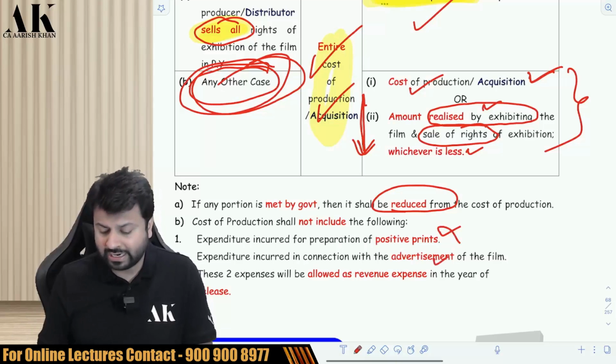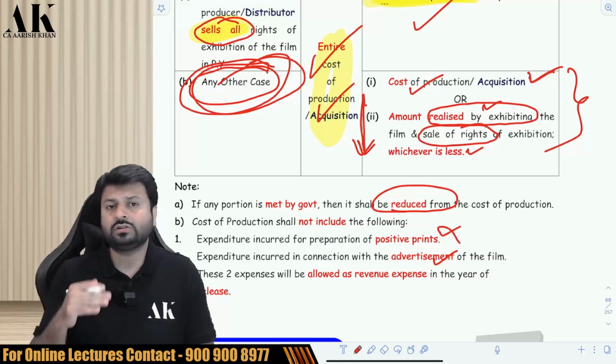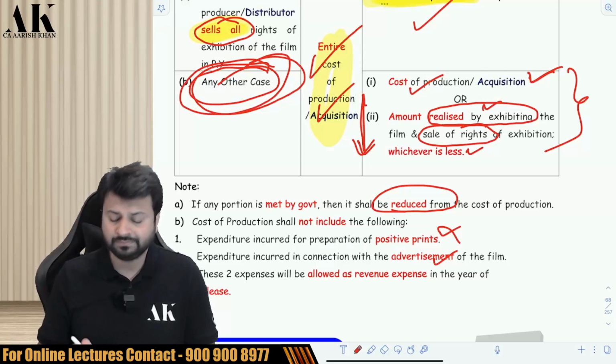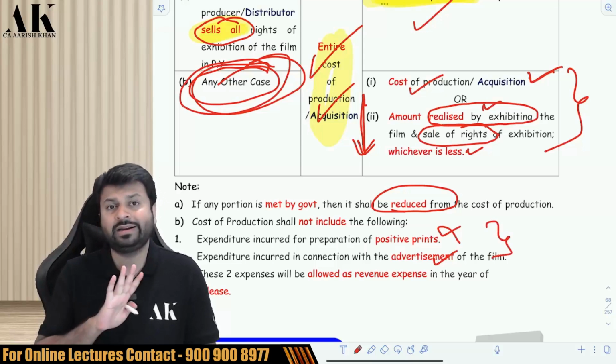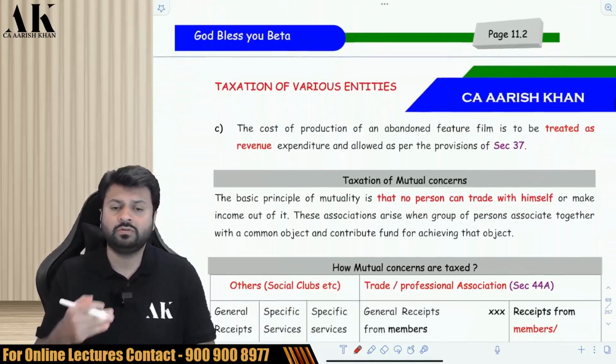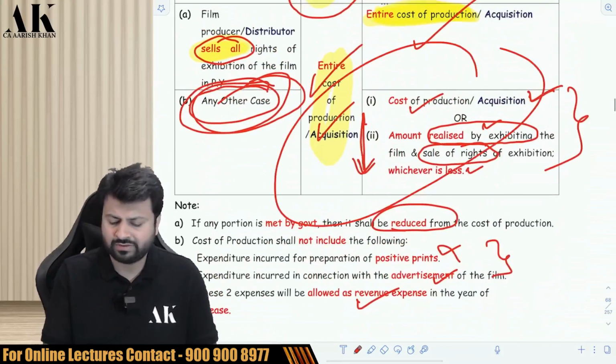Second, whatever is the advertisement cost, every movie needs some promotion and advertisement. P&A cost is there. So whatever is the advertisement cost, that will also not be allowed as deduction over here. So these two expenses will be allowed directly as deduction as a revenue expense in the year of release of the movie. So whenever the movie will release, you can claim the entire expense as a deduction in that year. You don't have to bifurcate like this over here.